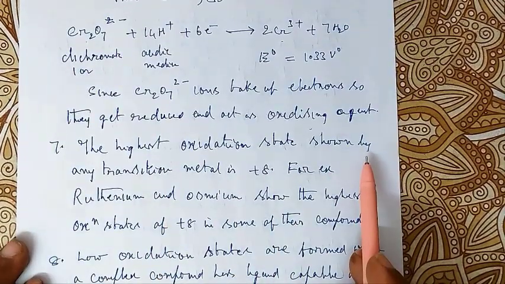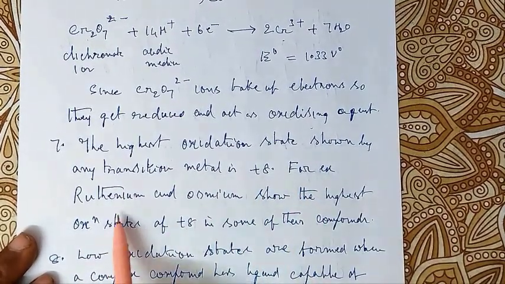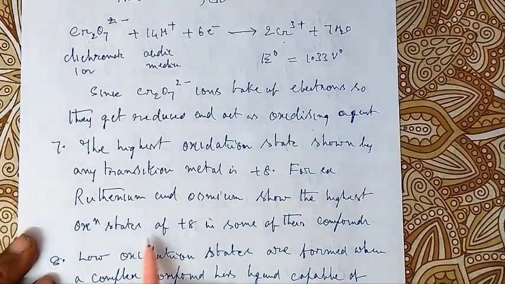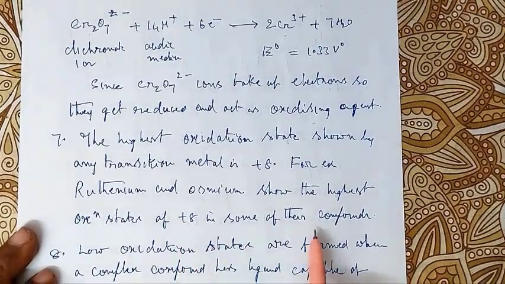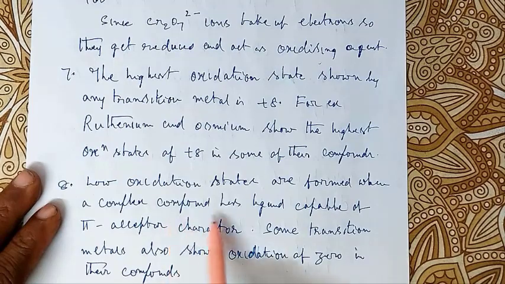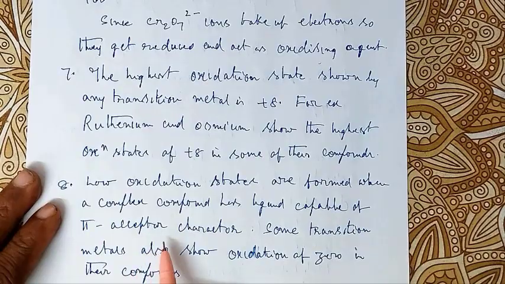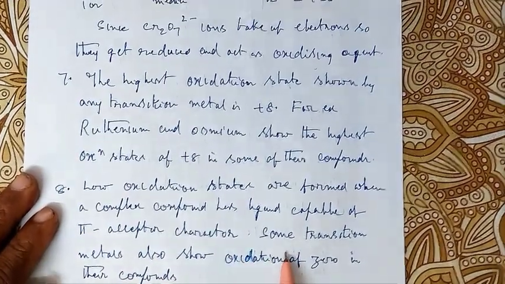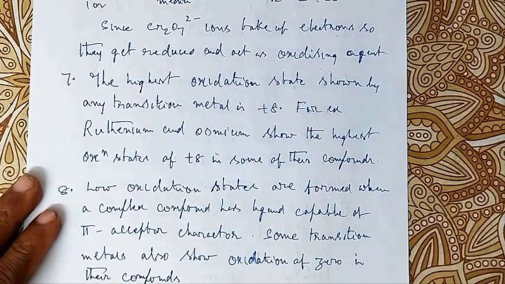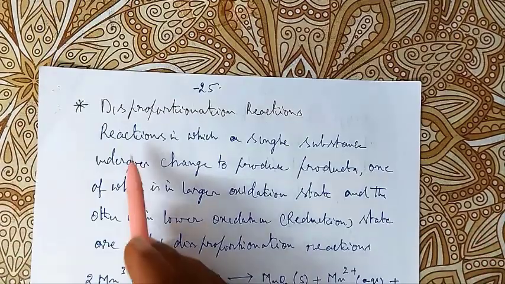The highest oxidation state shown by any transition metal is +8. For example, ruthenium and osmium show the highest oxidation state of +8 in some of their compounds. Low oxidation states are formed when a complex compound has ligands capable of pi acceptor character. Some transition metals also show an oxidation state of 0 in their compounds. For example, in tetracarbonyl nickel, nickel has a 0 oxidation state.